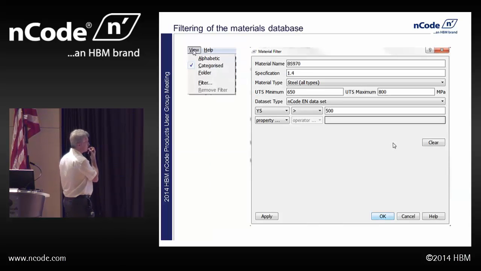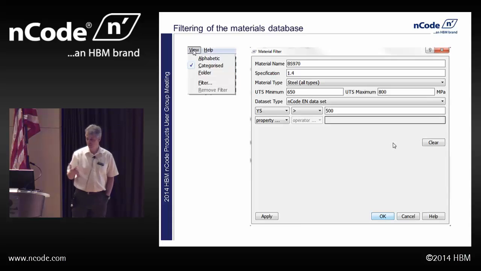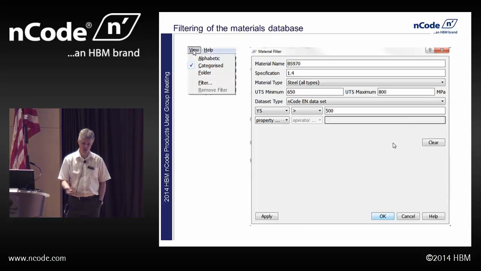And then we've also added the ability to filter the materials based on any other parameters in the database. So you can search for an equivalent specification for a particular standard, search through a particular UTS range you're after, particular yield stress, or whatever any other parameters are. So it's a little bit easier to find the materials in the database.